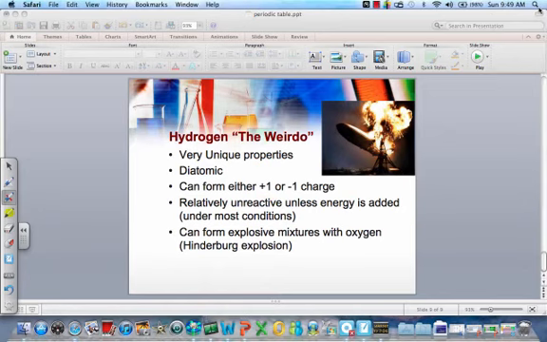All right, there are more groups that we could talk about, like the representative elements, but these are the most important ones, and I just want you to know the main properties of those.